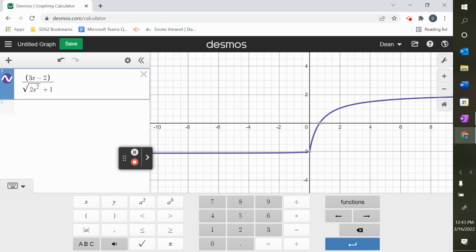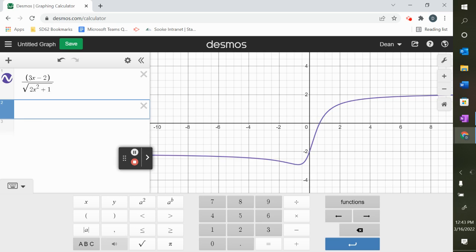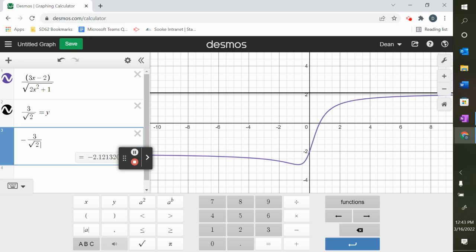Plus one isn't in Desmos. You can't do it. There we go. And if I put in 3 over root 2, whoa, the graph already knows the asymptote. Equals y and negative 3 over root 2. It's just showing us what we got. I'm just showing you the asymptote.